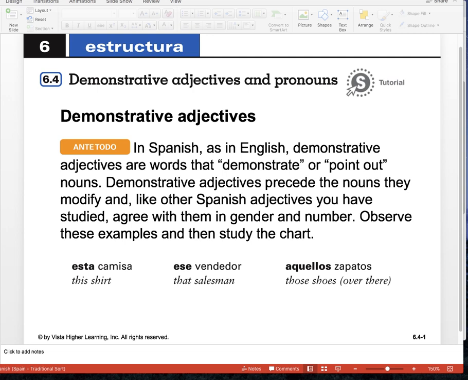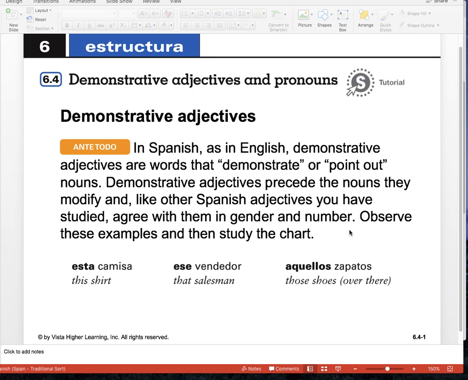Buenas tardes, clase. Today we're going to end chapter 6 with the last grammar section, which is 6.4. And this has to do with demonstrative adjectives and pronouns. So please pay close attention to this video and do the two activities we will do afterward.